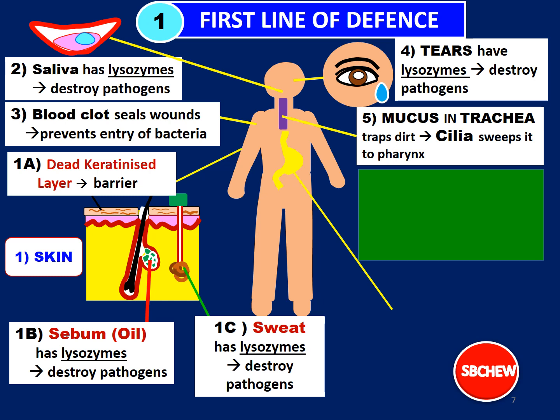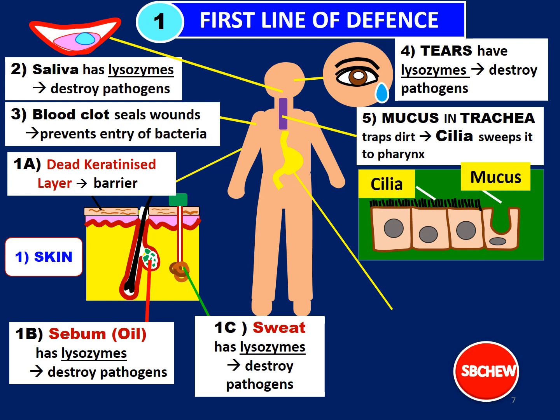Fifth, we have the trachea. Trachea contains a mucous membrane on its inner surface. And here we see the epithelial cells inside the trachea on the inner surface of the trachea. These epithelial cells help to filter the air that we breathe in. There are two types of cells. The first type of cell produces the mucus, and the mucus in the trachea will trap the dirt in the air that we breathe in.